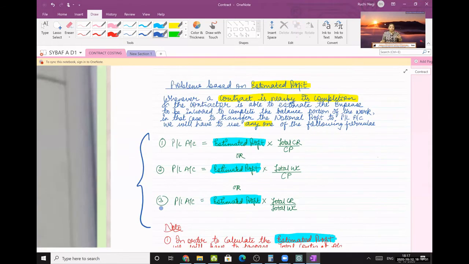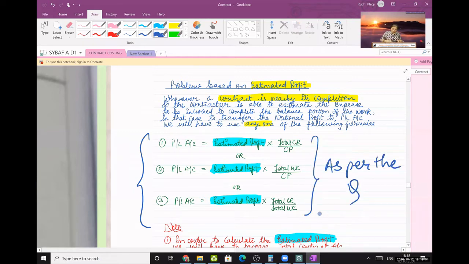You don't use that range, 0 to less than 25, 25 to 50, 50 to 100. You don't follow that range. The 2/3, 1/3 formula is not there. P&L is estimated profit into cash received upon contract price, or work certified upon contract price, or cash received upon work certified. Either of the one depending on the question. Either of the one as per the question. And balance will go to reserves.